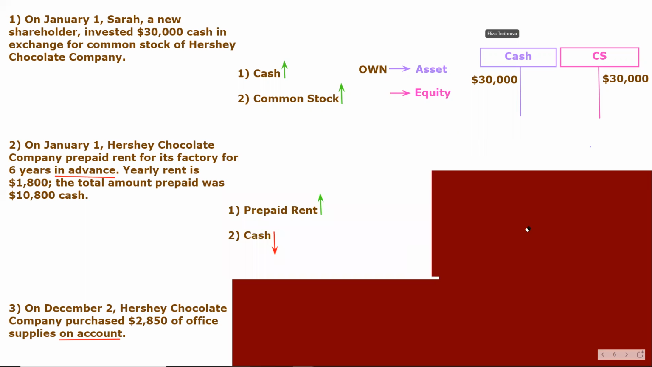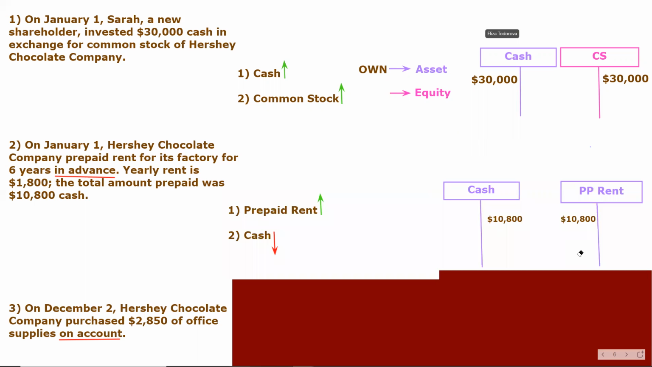Now that we've identified that, it's very easy. When an asset increases, what do we do? We debit. When cash, an asset, decreases, it's going to have to decrease on the opposite side of the side it increases on. So that's the credit. Everything's in balance. Debits equal credits. We're happy. 10,800, 10,800.